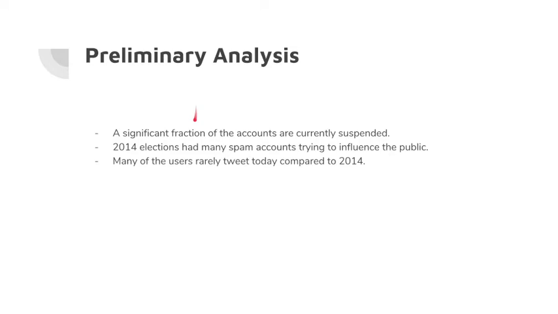So as part of the preliminary analysis, what we did initially was we took certain tweets, we took the users who made these tweets, and we tried to analyze them. So one major understanding that we had is that a significant fraction of the accounts are currently suspended. That is, those accounts that were tweeting in 2014 do not exist today. So that kind of shows that the 2014 elections had many spam accounts that were trying to influence the public. This was something that came as a side task when we were trying to do the analysis for 2018. Another thing that we found is that many of the users rarely tweet today compared to 2014. In 2014, many of the accounts used to tweet at a very high rate, while today they are just dormant Twitter accounts.